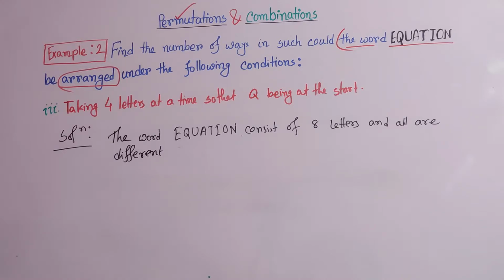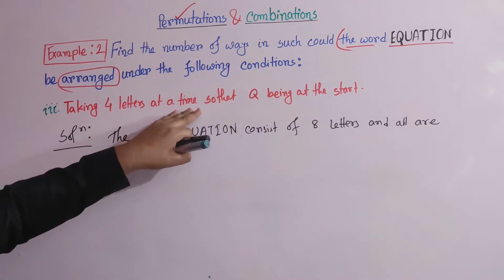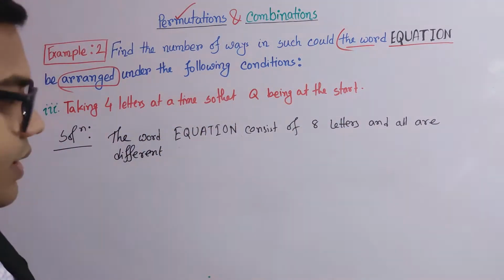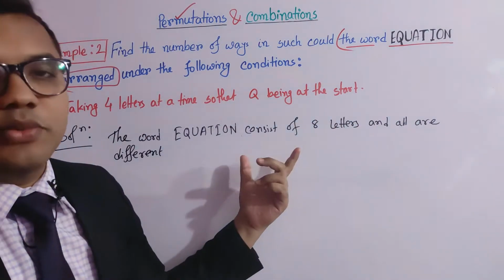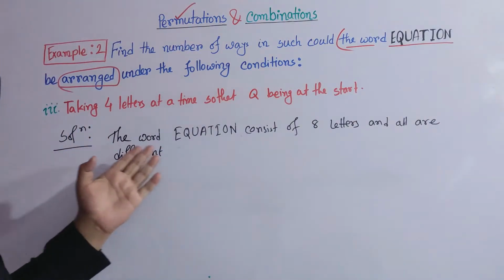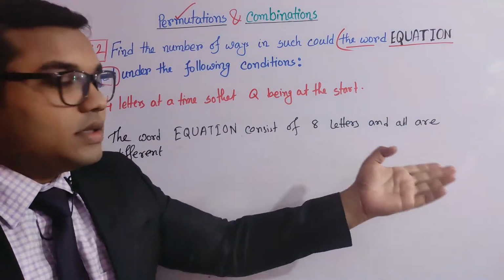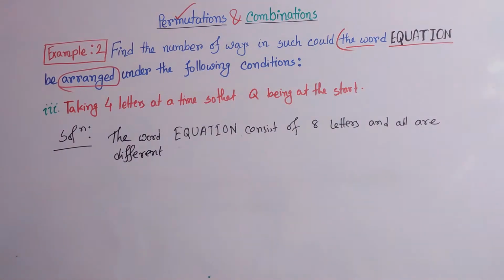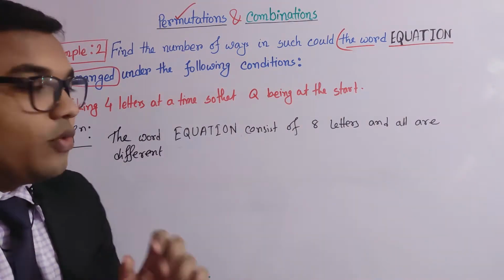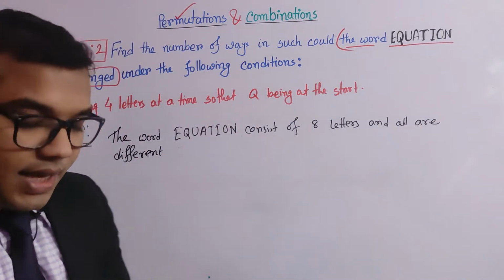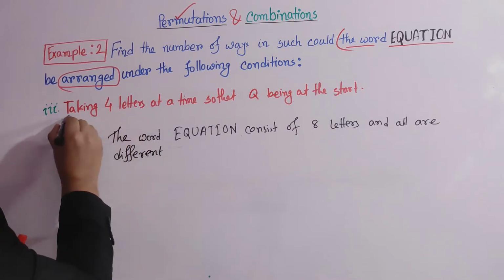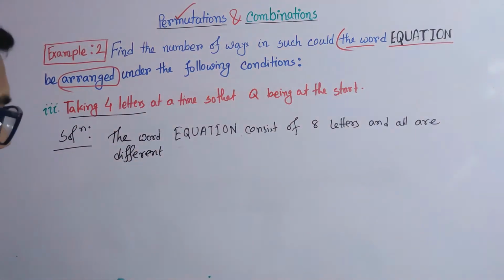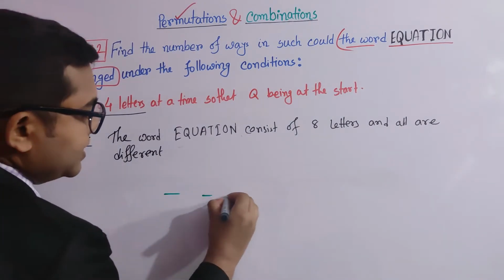So the question says: taking 4 letters at a time, with Q being at the start. This is a solution procedure, and this line must be written at the very first line: the word EQUATION consists of 8 letters, all different. So first of all, how many options do we have? We have 8 options, that's the very first thing. And second, we are going to talk about only 4 letters, taking 4 letters. So we have 4 empty places.